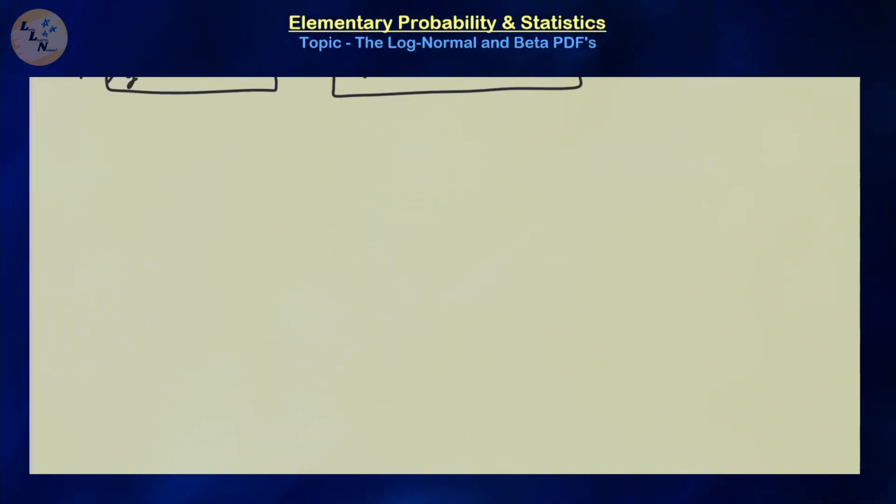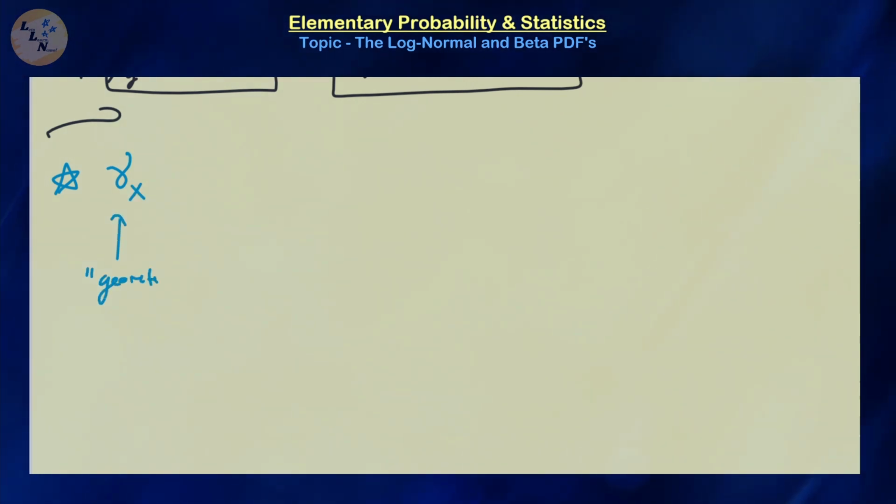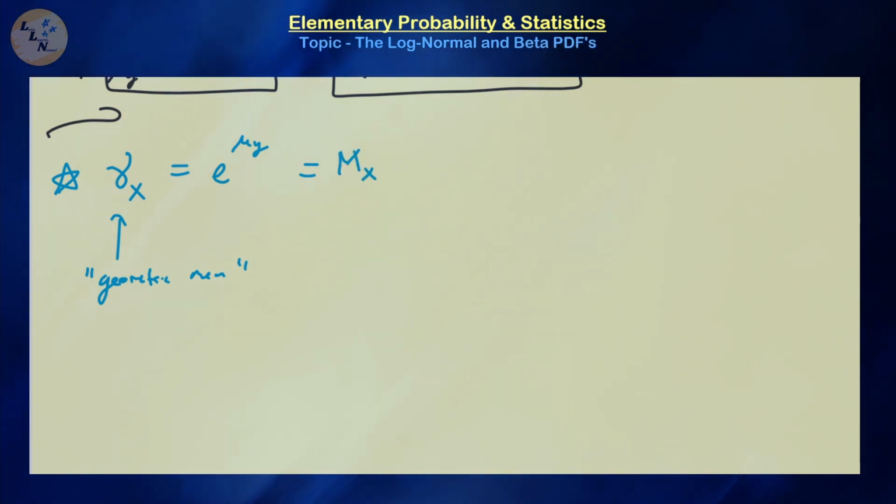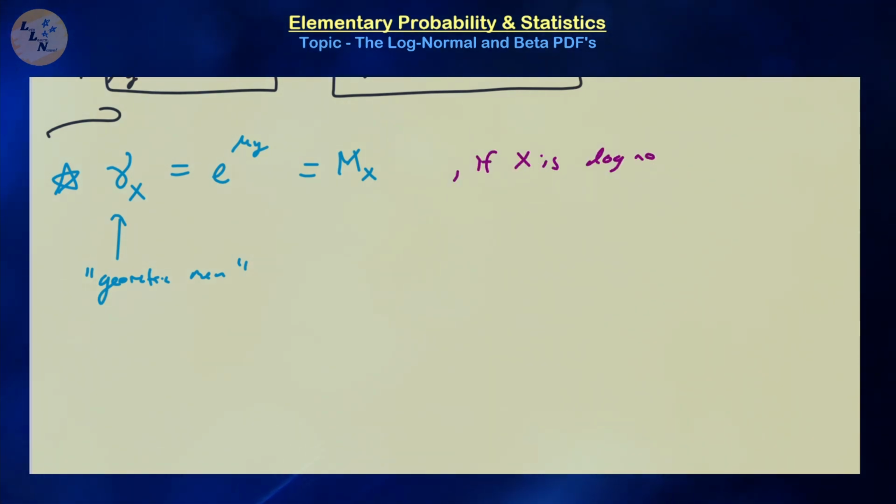But there's another parameter that sometimes isn't too hard to calculate, and that's the geometric mean. So the geometric mean of x, usually represented by gamma, is going to be equal to, one can find, actually just e to the mu y. And remember, e to the mu y is actually just equal to the median of x. So what does that mean? That means if x is log normal, then the geometric mean is equal to the median of x.